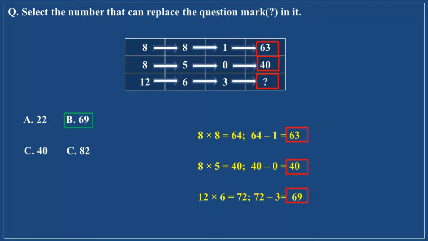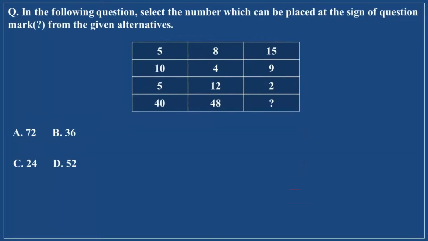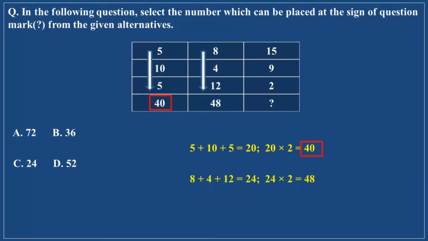Let's proceed to the next question. In the following question, select the number which can be placed at the sign of question mark from the given alternatives. In this matrix, from the first set of columns, we can write as follows. 20 is obtained by adding 5, 10, and 5, and 20 is multiplied by 2, which is equal to 40. Similarly, in the second set of columns, 24 is obtained by adding 8, 4, and 12, and 24 is multiplied by 2, which is equal to 48. Similarly, in the third set of columns, 26 is obtained by adding 15, 9, and 2, and 26 is multiplied by 2, which is equal to 52. Hence, option D is the right answer.